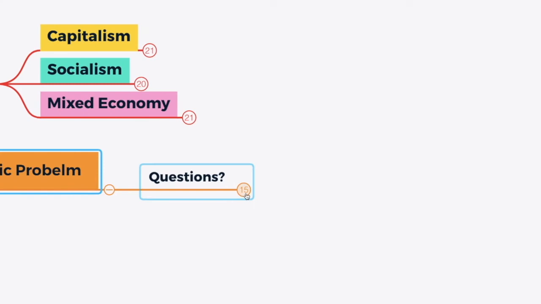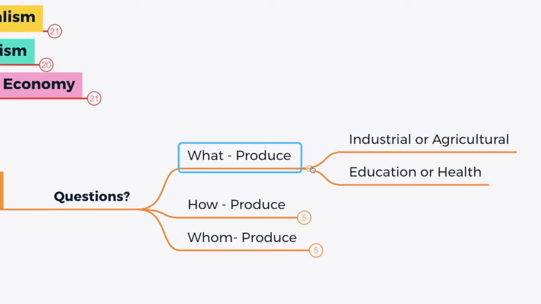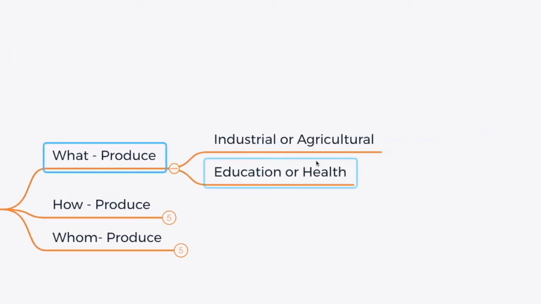Let's move forward. We need to ask three questions out here. What to produce, how to produce, and for whom to produce. So what comes under what to produce? Here the main question is, should we produce industrial or agricultural goods, education or health?